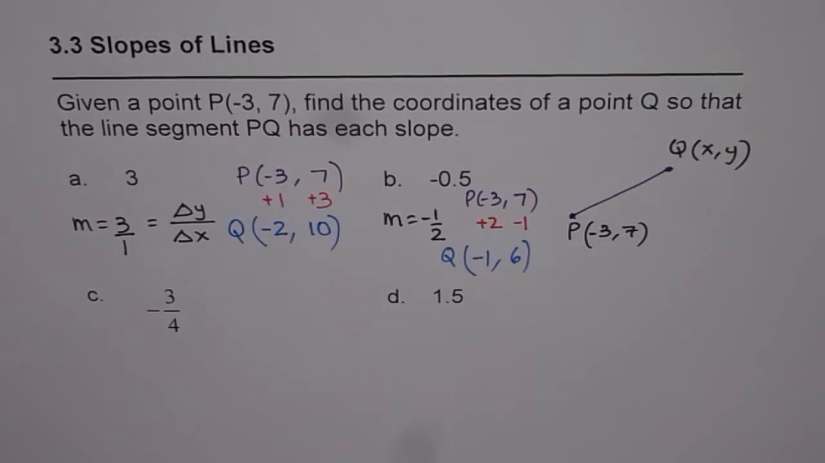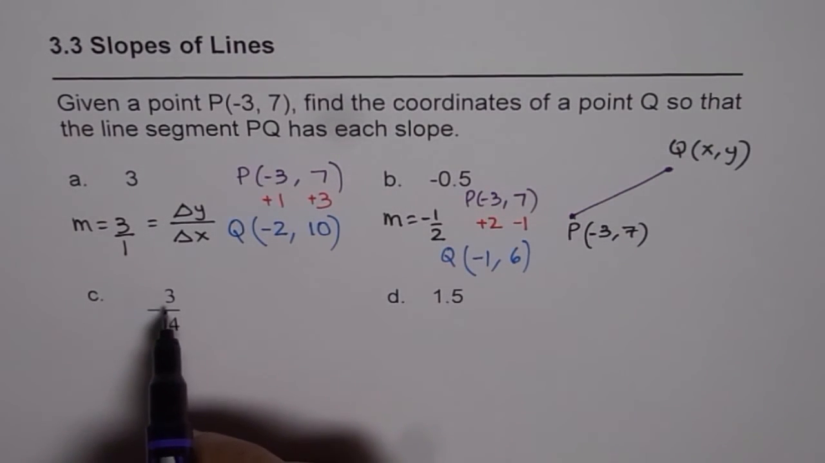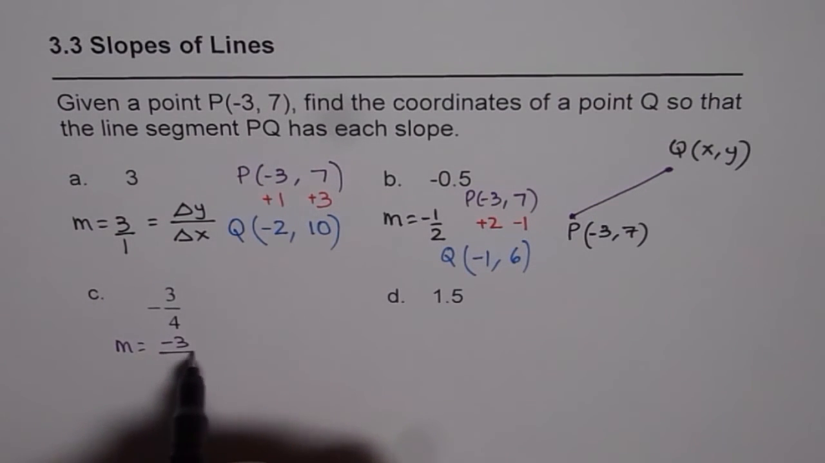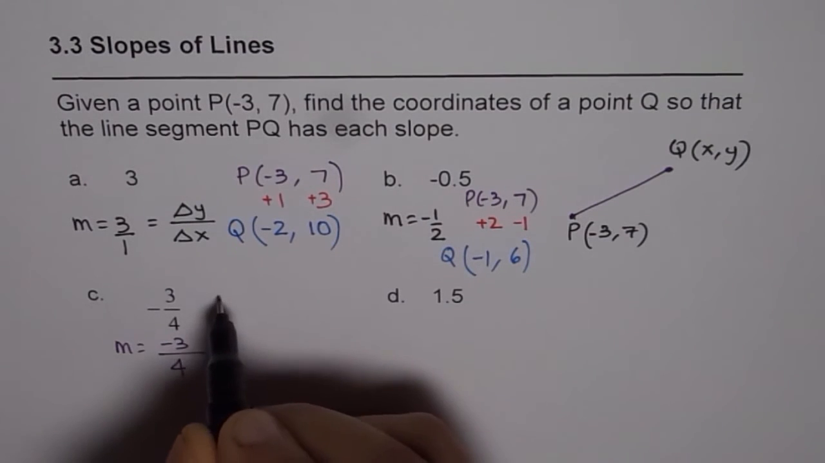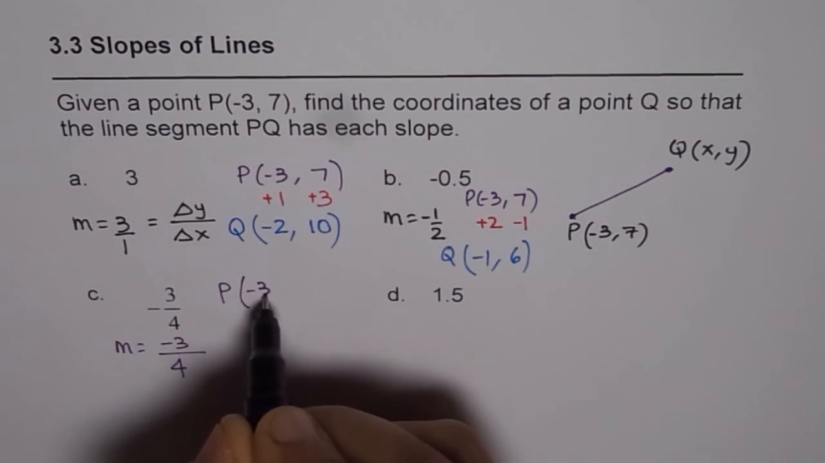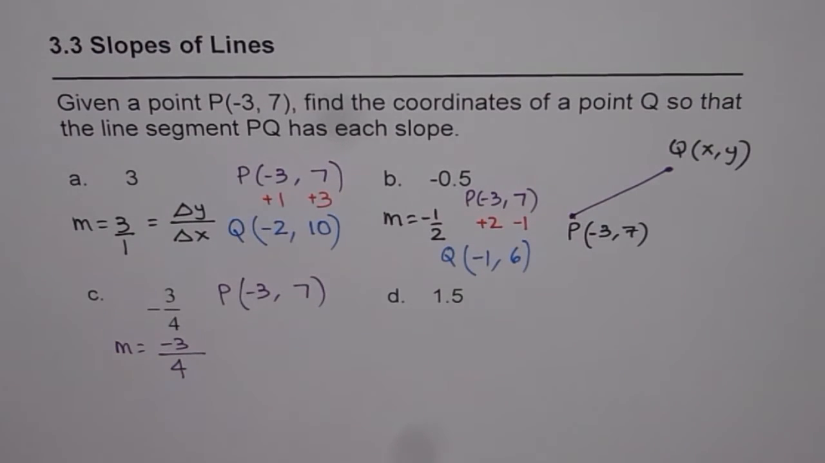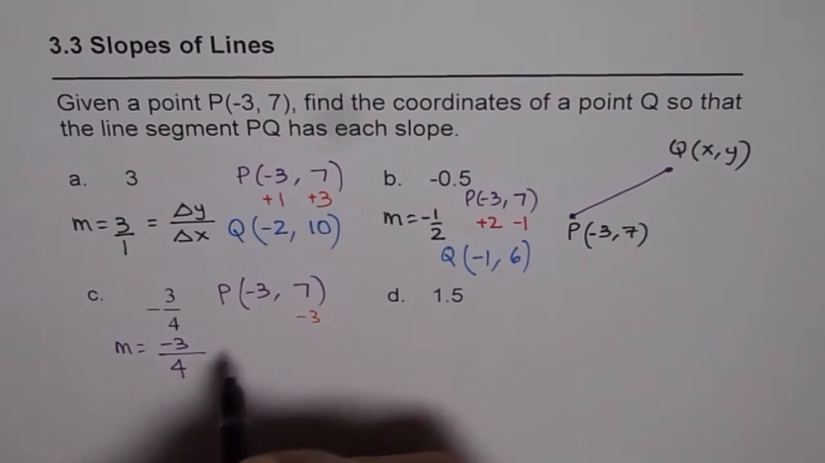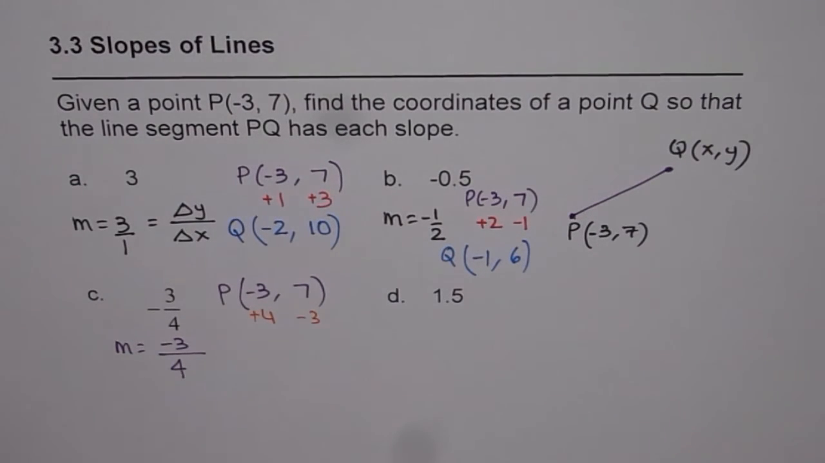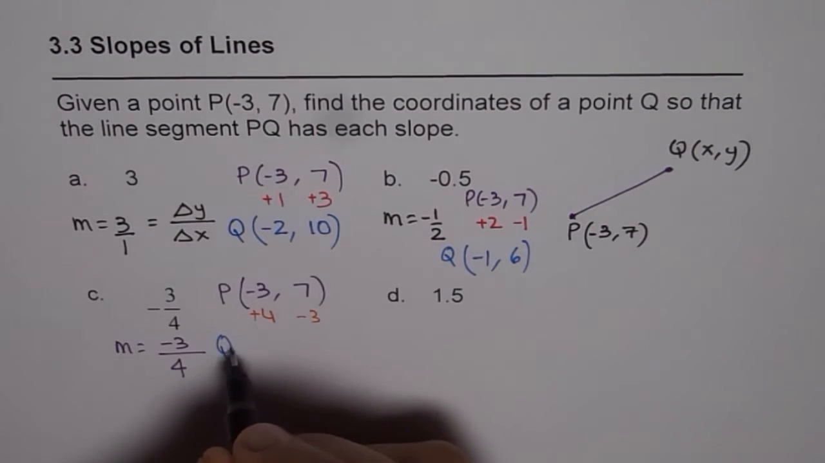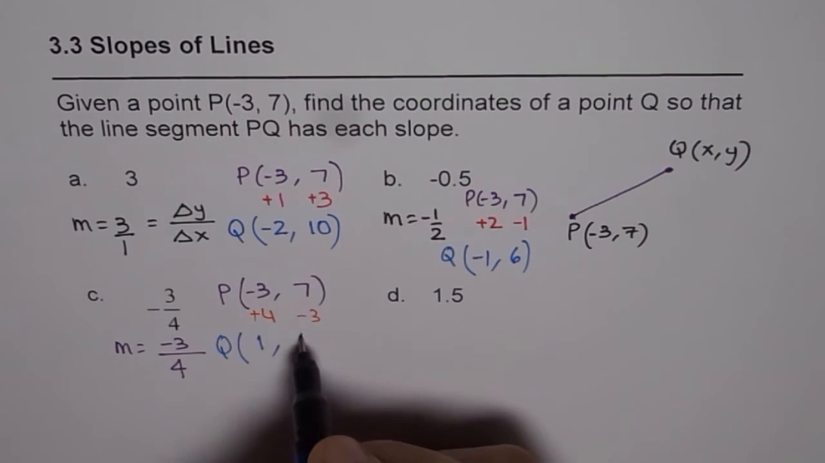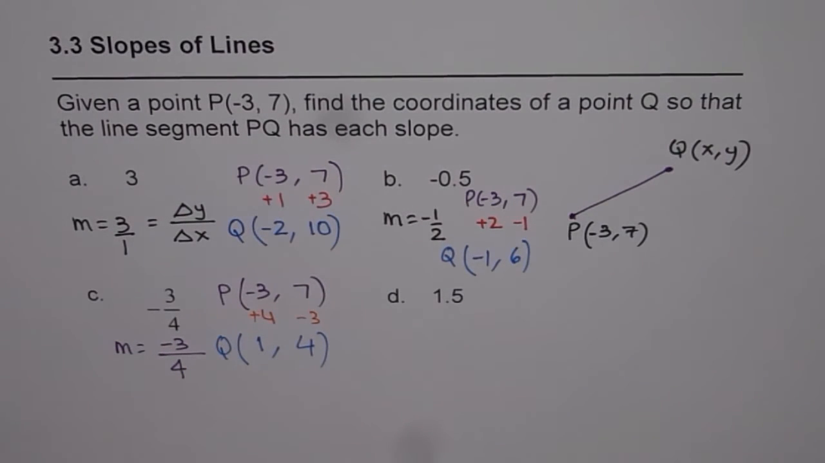In the next one, we could say the change in y is -3 and the change in x is 4, starting from point P, which is (-3, 7). Let's incorporate this change: y is -3, x is plus 4. So point Q is -3 plus 4, which is 1, and 7 minus 3, which is 4. So that is the coordinate.